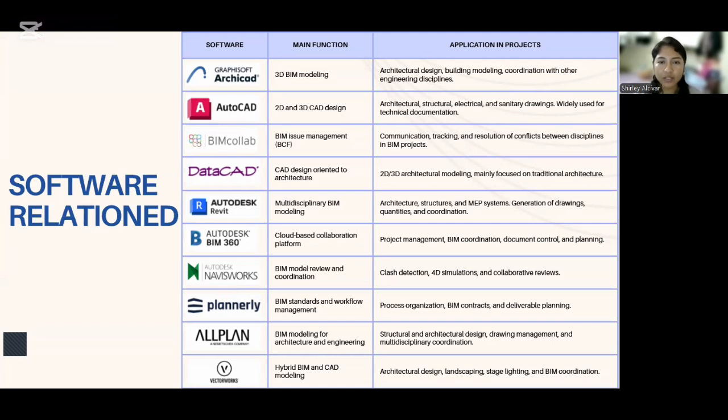I am going to talk about software related with BIM methodology. On this slide, we can see the various software programs that help us with the BIM methodology. Most of them are from Autodesk. We have ArchiCAD, AutoCAD, as we know, BIM Collab, DataCAD, Revit, BIM 360, Navisworks, Plannerly, Allplan, and Vectorworks. In general terms, they allow us to create architectural designs, model buildings, coordinate engineering, generate plans, manage projects, detect interference, and perform 4D simulations, among other things.